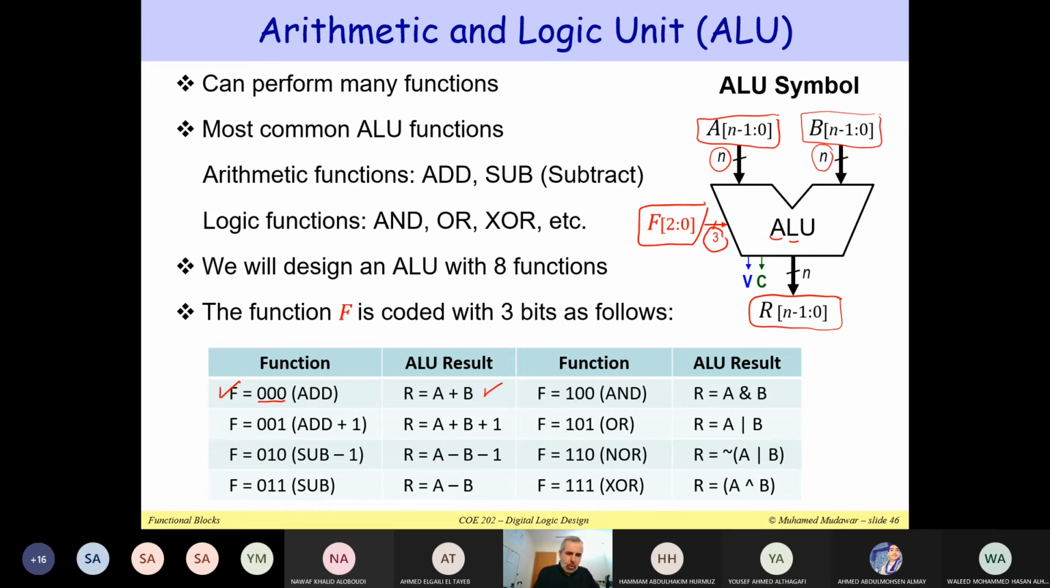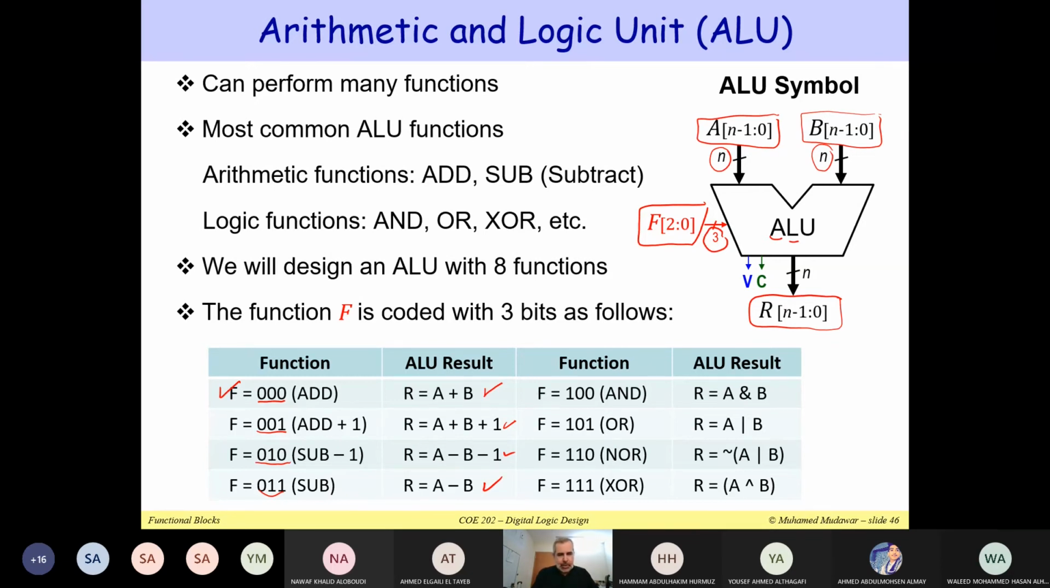If I have 0, 0, 1, according to this table, I would like to add A plus B plus 1. If I have 0, 1, 0, I would like to do subtraction minus 1. It will be A minus B minus 1. And if it is 0, 1, 1, I would like to subtract A minus B.